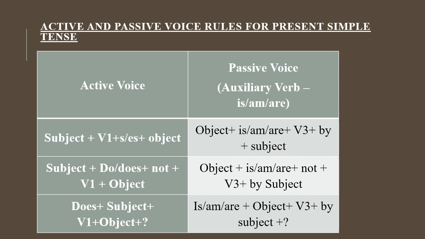Then we come to the rules for the simple present tense. Now here in the active voice, we can see the subject plus the first form of the verb plus s or es plus the object. And then when we change it to the passive voice, it is object plus the helping verb is, am or are plus the third form of the verb plus by and the subject. Similarly, for the others, we have the same format.